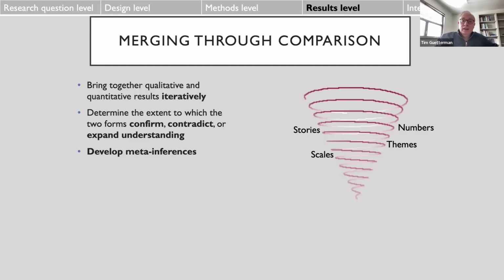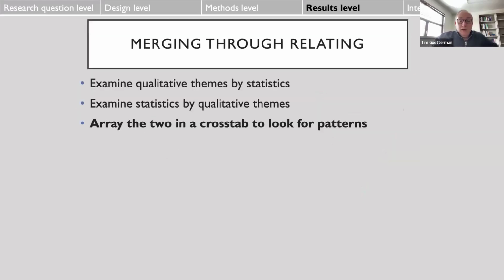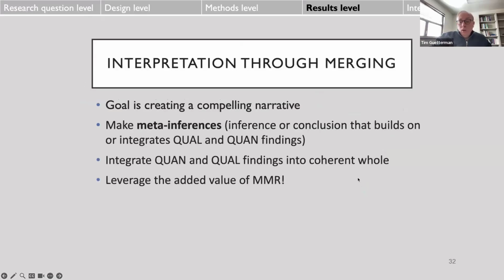We could also think about merging through relating, so looking at themes by statistics and vice versa. And this is kind of like a cross tabulation. And we'll look at an example of this type of cross tabulation in just a few moments as well. But ultimately, through this merging type of integrative analysis, you're learning something new.